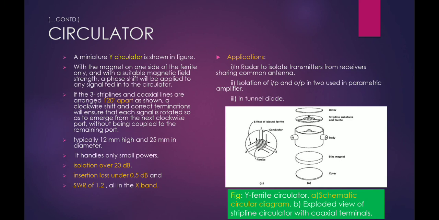Now the applications. Circulators are used in radar to isolate transmitters from receivers sharing a common antenna. Then it can be used for providing isolation of input and output in the parametric amplifier. It can be used in tunnel diode. So these are the major applications of the circulator.